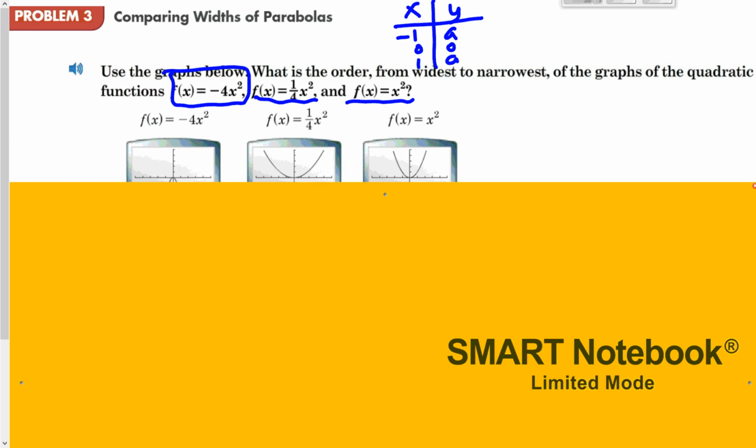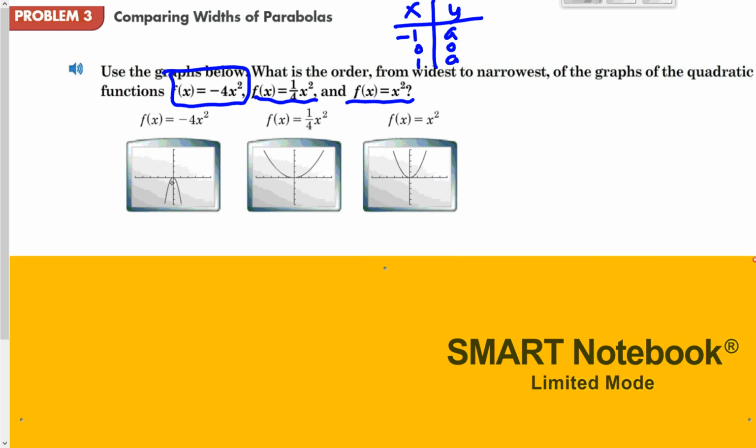Okay, so your answer should look like this, because that negative makes it go down. Here's the parent function, right? How is that 1/4 different from this parent function? Pause the video. What is it? Wider. It's wider. What about this? It's a negative, so it makes it face down, right? These two are positive a's, so it makes them face up.